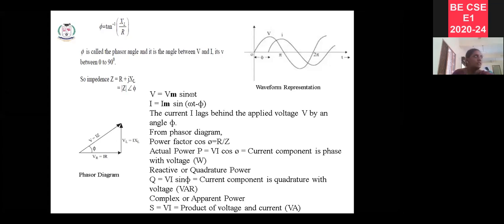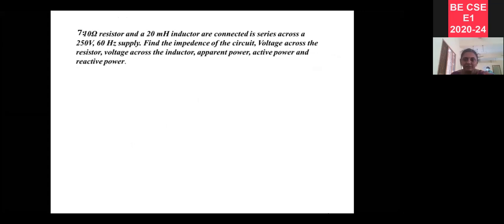The third one is the complex power. Complex power is otherwise called the apparent power, and the unit for this is volt ampere. This is the resultant power from the real and reactive power. Clear? Next, we have solved some problems based on the RL series circuit formulas. Anyway, we'll be posting all this in your group.